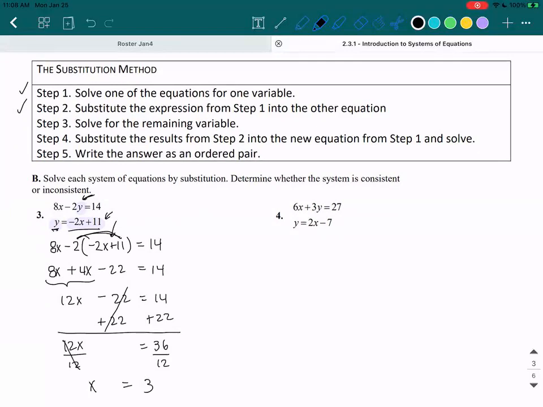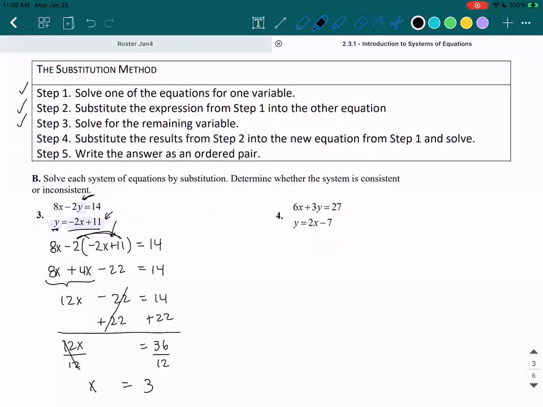Okay, and you're like, oh, am I done now? No, that was just step 3. We solved for the remaining variable. We solved for x. We are not done yet, but we're really, really close. Step 4 says, substitute the results from step 2 into the new equation from step 1 and solve.